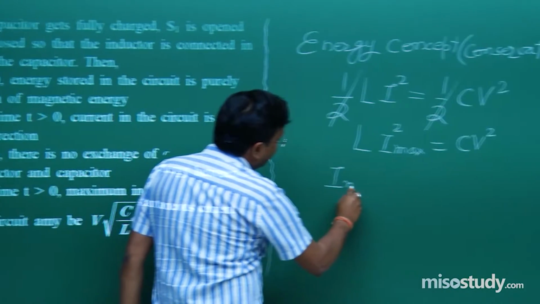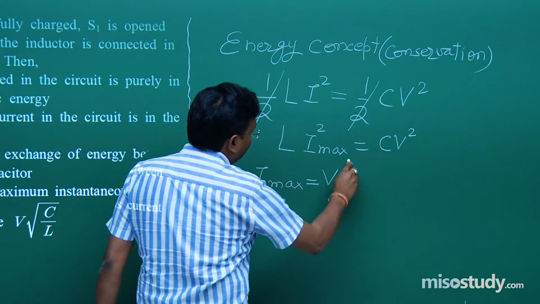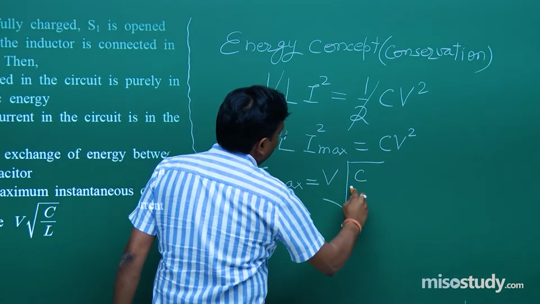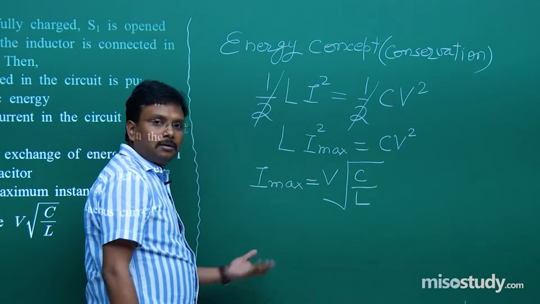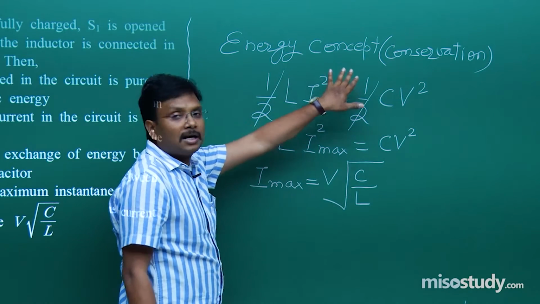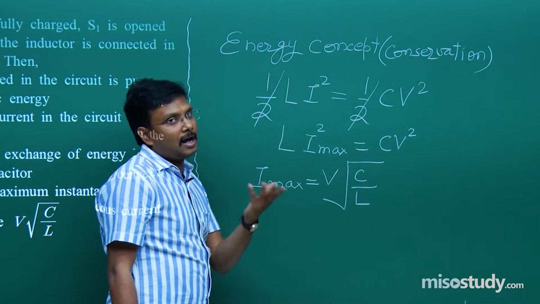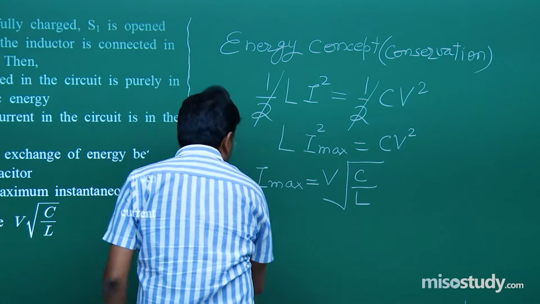So, I max is equal to V, very good, C, L. Correct. Simple explanation based upon what? Energy conservation concept. Fine. Remaining all other options, I explained why they are not correct.